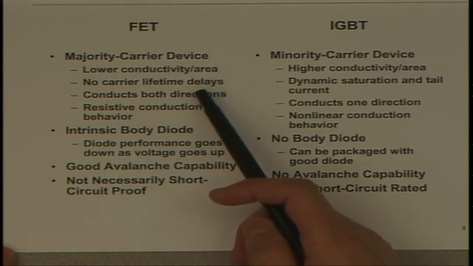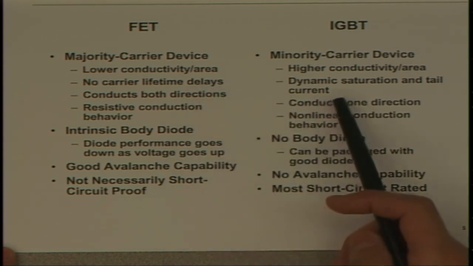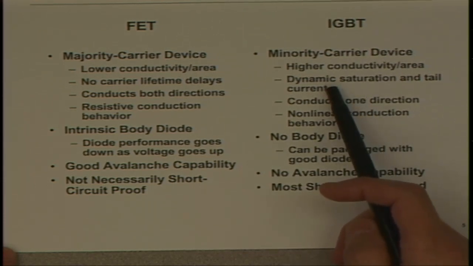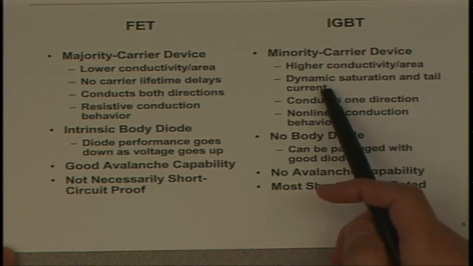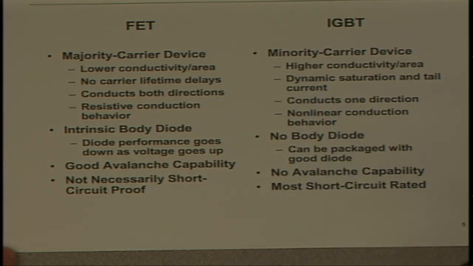A FET has essentially no carrier lifetime delays at turn on and turn off, but the body diode of the MOSFET does have some dynamic characteristics. IGBT, because it's a bipolar device, you do have dynamic saturation and tail current, but modern devices are quite good, and these effects are much less than even 10 years ago. So you can operate IGBTs at 50, 60 kilohertz up to beyond 100 kilohertz, and we'll talk about some of the trade-offs.